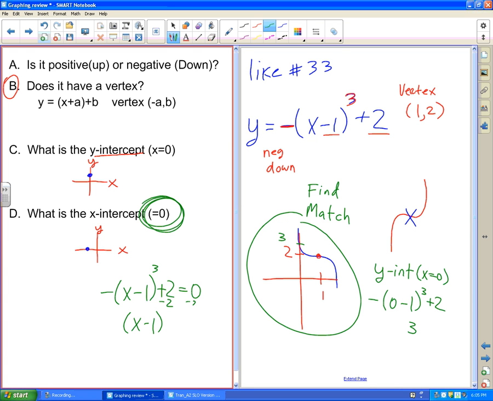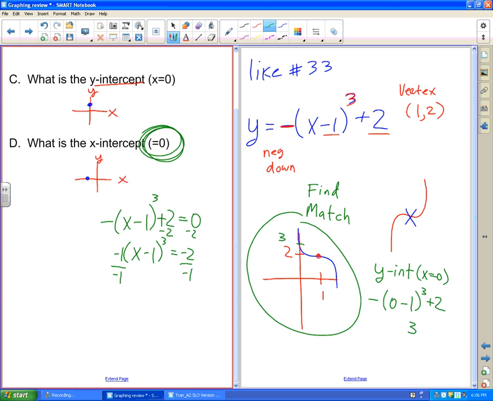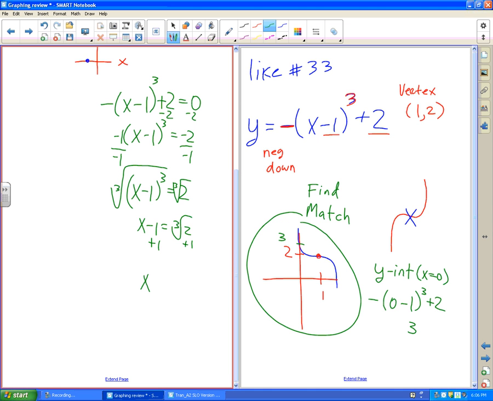Subtract 2 here. Negative 2. This is essentially the negative 1 there. Divide by negative 1. And I get x minus 1 to the third equals 2. To get rid of that, I take the third root. And I get x minus 1 equals the third root of 2, and I add 1. So x equals the third root of 2 plus 1.